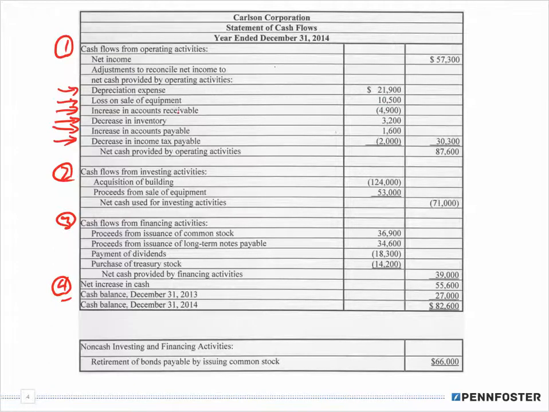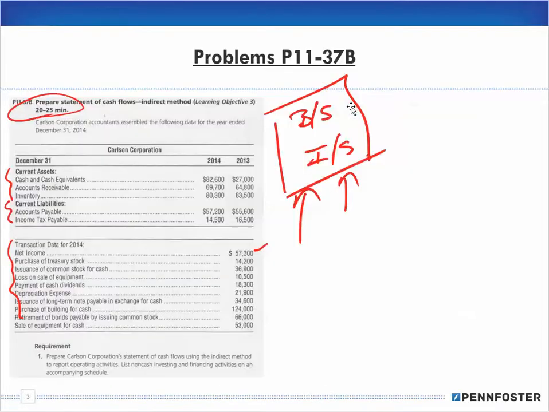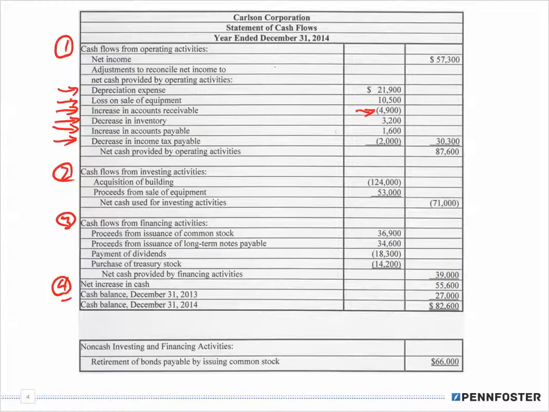If I have an increase in accounts receivable, and notice that this is a negative 4,900, right? Notice back here on the data, I have accounts receivable here. Well, what's the difference between these two numbers? All right, the 4,900. From 2013 to 2014, it increased by 4,900. So if it increased by 4,900, that means the effect on my cash is a negative 4,900. All right, so just bear in mind what you're looking at.